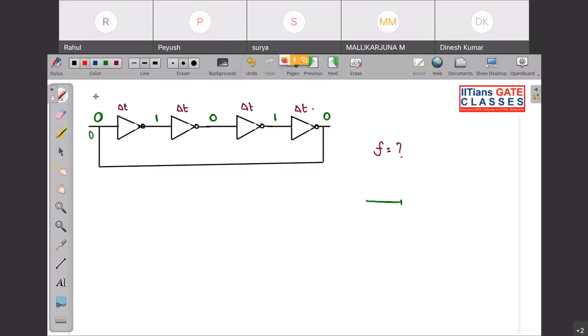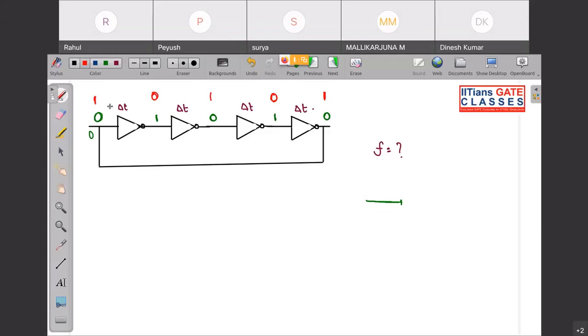And even if you start the circuit from 1, if you assume the circuit starts from 1, so this will be 0, this will be 1, this will be 0. Again you can see this is 1. So 1 will be feedback. There is no transition. There is no transition in the output.